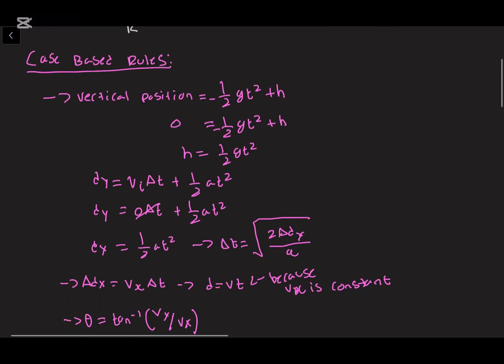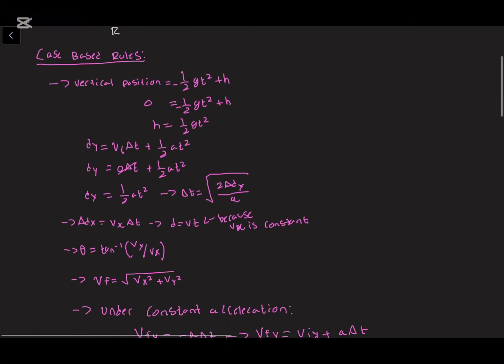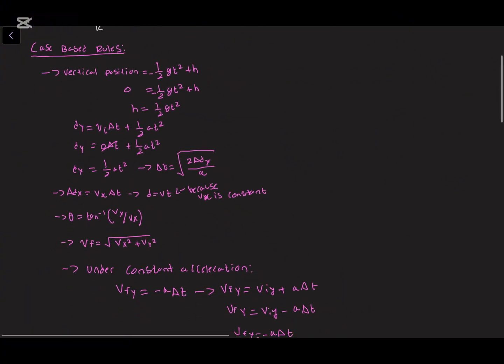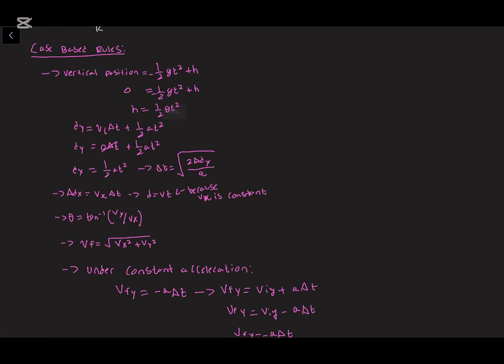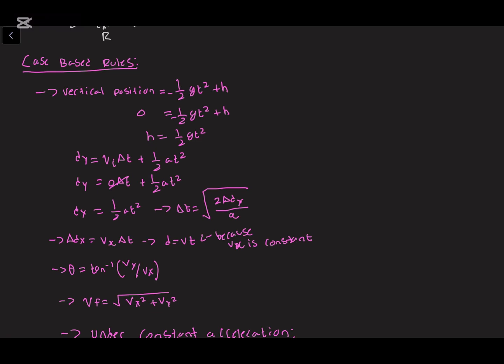So let's get into the case-based rules. What does this mean? This means that for questions that have this type of setup, these rules will apply. So you can use these rules as a general overview for these questions to solve them, right? The first thing is that we're going to be using a formula: vertical position equals 1/2 gravity times t squared plus h. What does that mean? That means that your vertical position, so your delta dy, is equivalent to your 1/2 acceleration times t squared, plus your height, right?